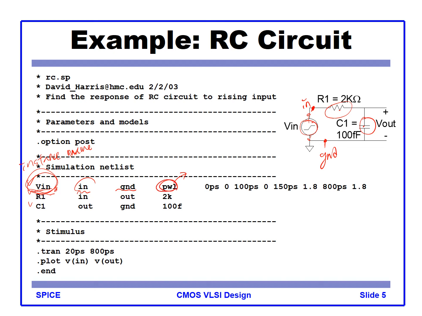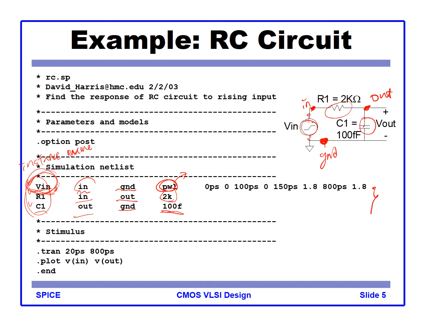So we use the PWL with the instance name of Vin. So these are instance names: R1, C1, and Vin, and these are the net names, right? This is the property of the resistance, 2K, and 100 femtofarad for C1. So according to this, we know that this node is in and this node is GND and this is out. Each node has its net name defined here. So we have three components here.